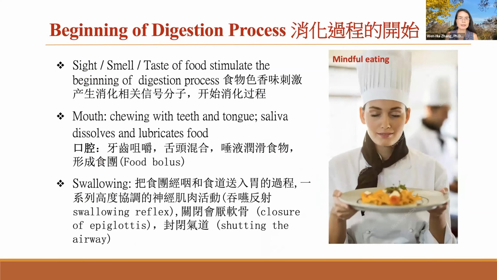So the digestion process starts with the sight, smell, and taste of food. So when we see or smell food, the digestive system starts to secrete molecules for the digestion process. And in the mouth, we chew the food with teeth, and the tongue mixes the food. Saliva dissolves and lubricates food. Then the food becomes food bolus.